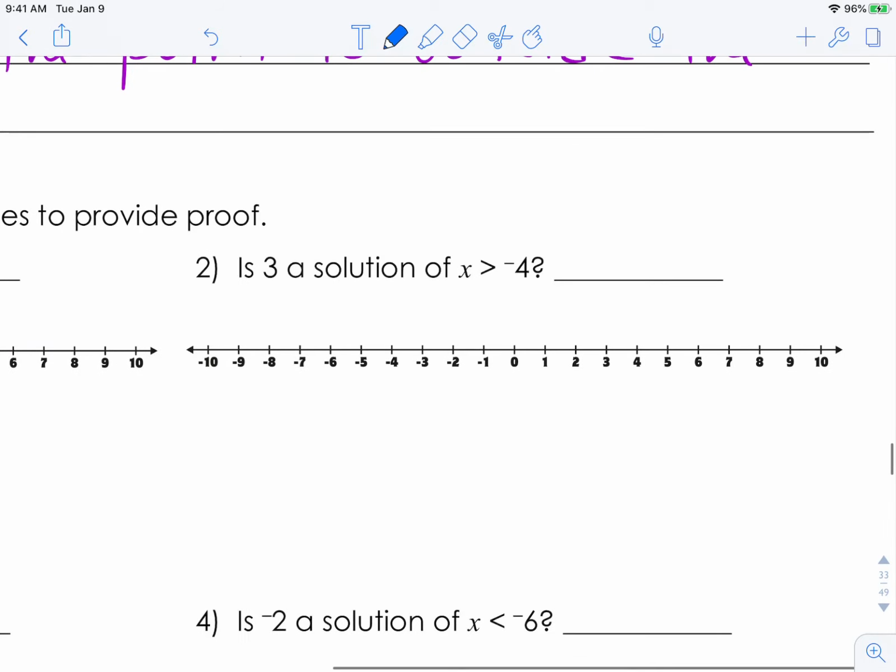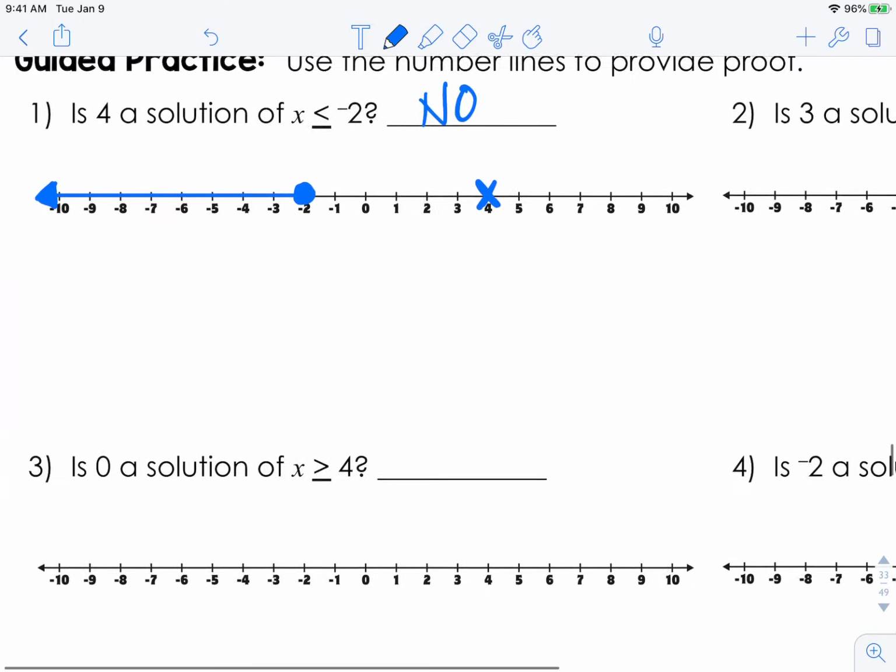Come over here. Is 3 a solution of x is greater than negative 4? Well, here's negative 4. It is not greater than or equal to, so it's going to be an open circle. Greater than means larger than, so we're going to come this way. So we want to know, is 3 a solution? Well, here's 3. 3 falls in that set on that line, so we can say that yes, it is a solution.